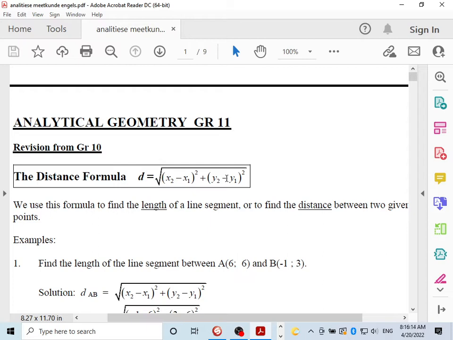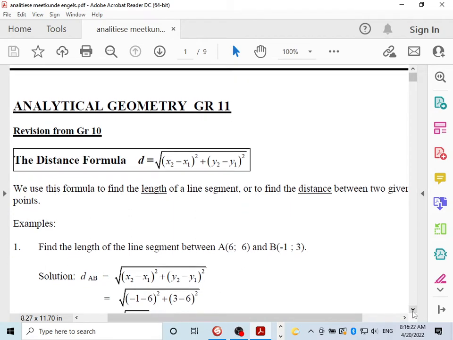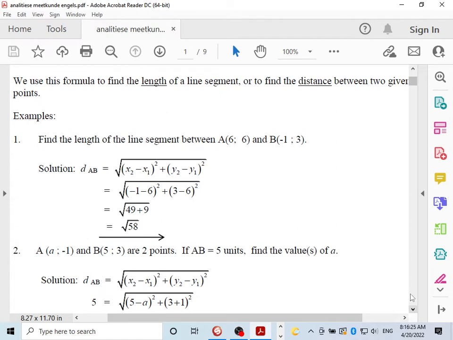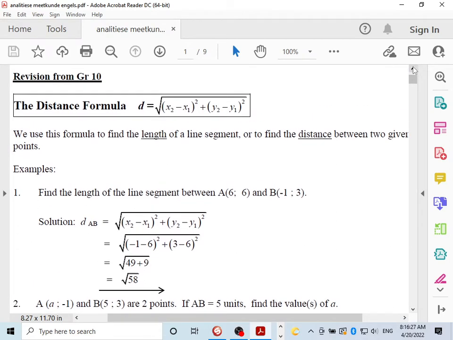We remember that? Okay. So we say we use this formula to find the length of a line segment or to find the distance between two given points. Example, I want you to write down distance formula and write down the formula.